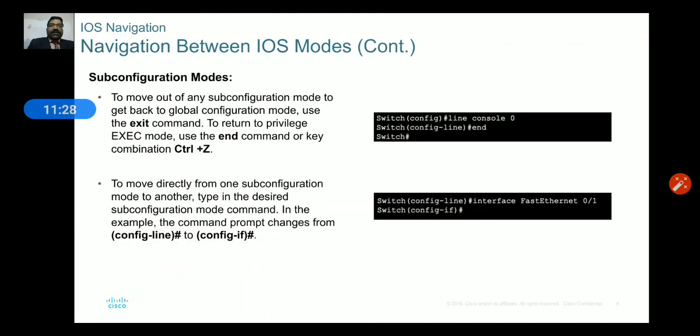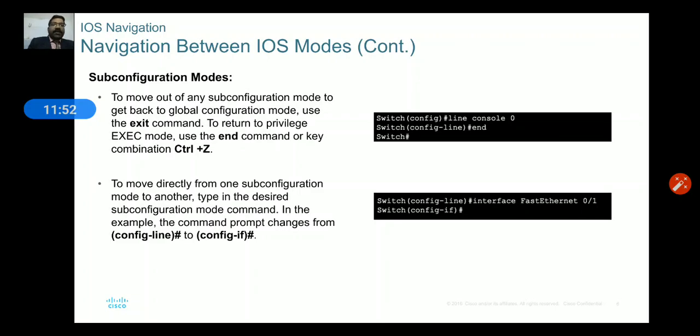Now we will discuss a little bit in detail about the sub configuration modes. What are the two sub configuration modes of the global configuration mode? Line mode and the interface mode. So how do you identify the line mode? The line mode is represented by the prompt switch(config-line)#. How do you identify the interface mode? Switch(config-if)#. Right.